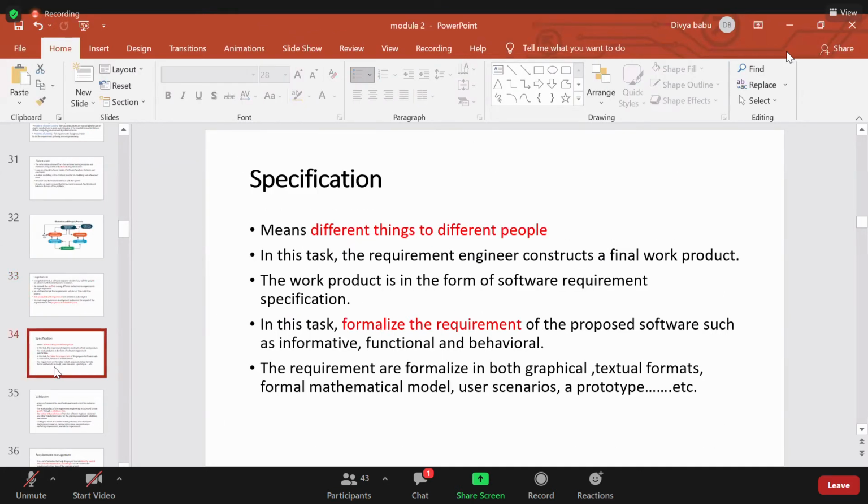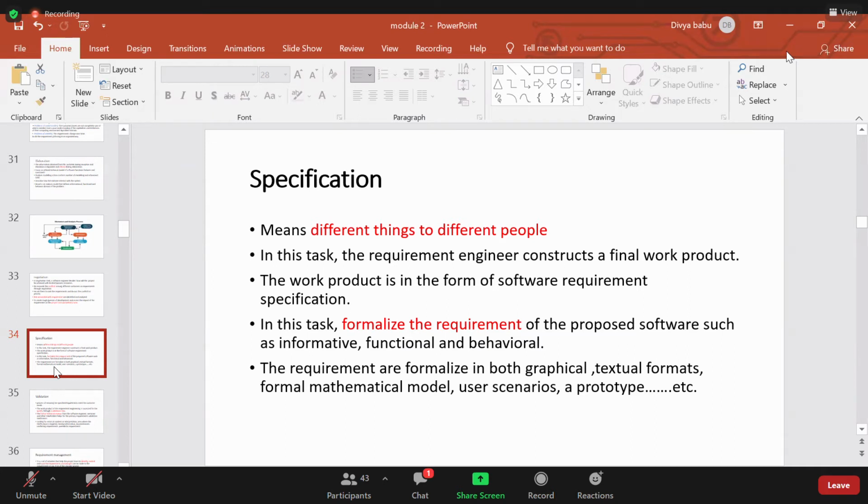Then coming to specification. Specification means different things to different people. General means one thing for everyone; specification means different things for different people. So what is a specification? Here we are mentioning the software requirement specification. That's what I said in the lab period. For your project also, you have to write the software requirement specification for your particular project.